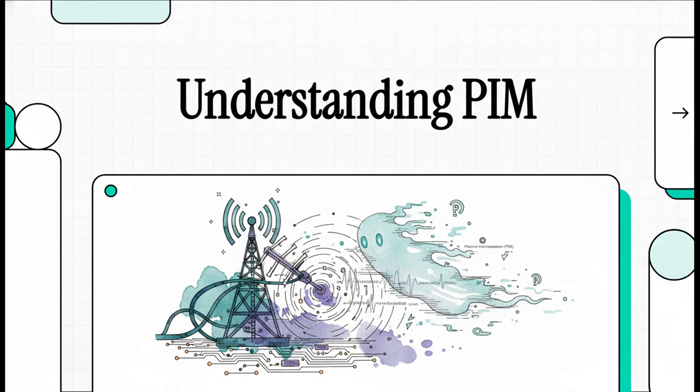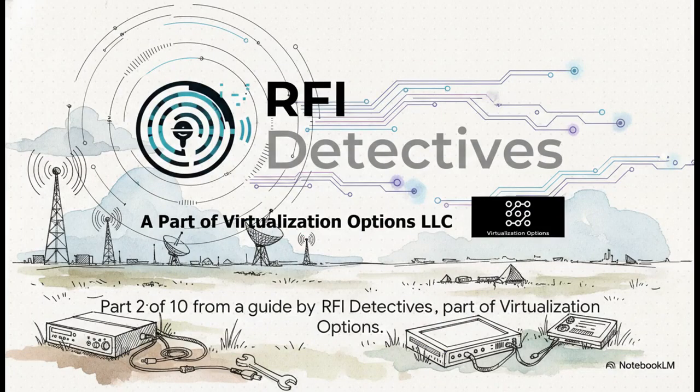Welcome to The Explainer. Today we're going to talk about a ghost in the machine for wireless networks, Passive Intermodulation, or PIM for short. You know, it's that sneaky kind of interference that your own system creates, and man, it can be one of the absolute trickiest problems to hunt down in the field. All right, let's get right into it.